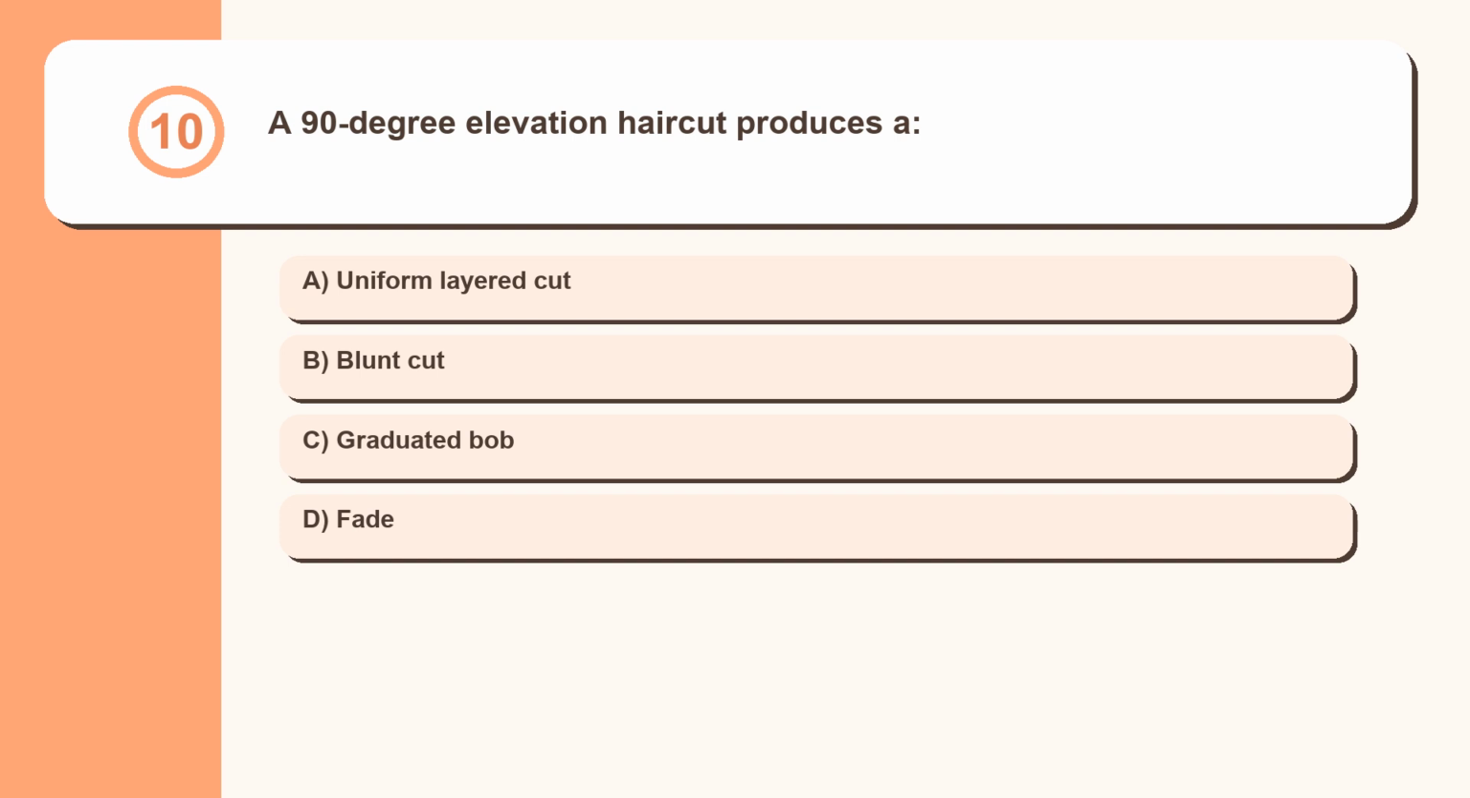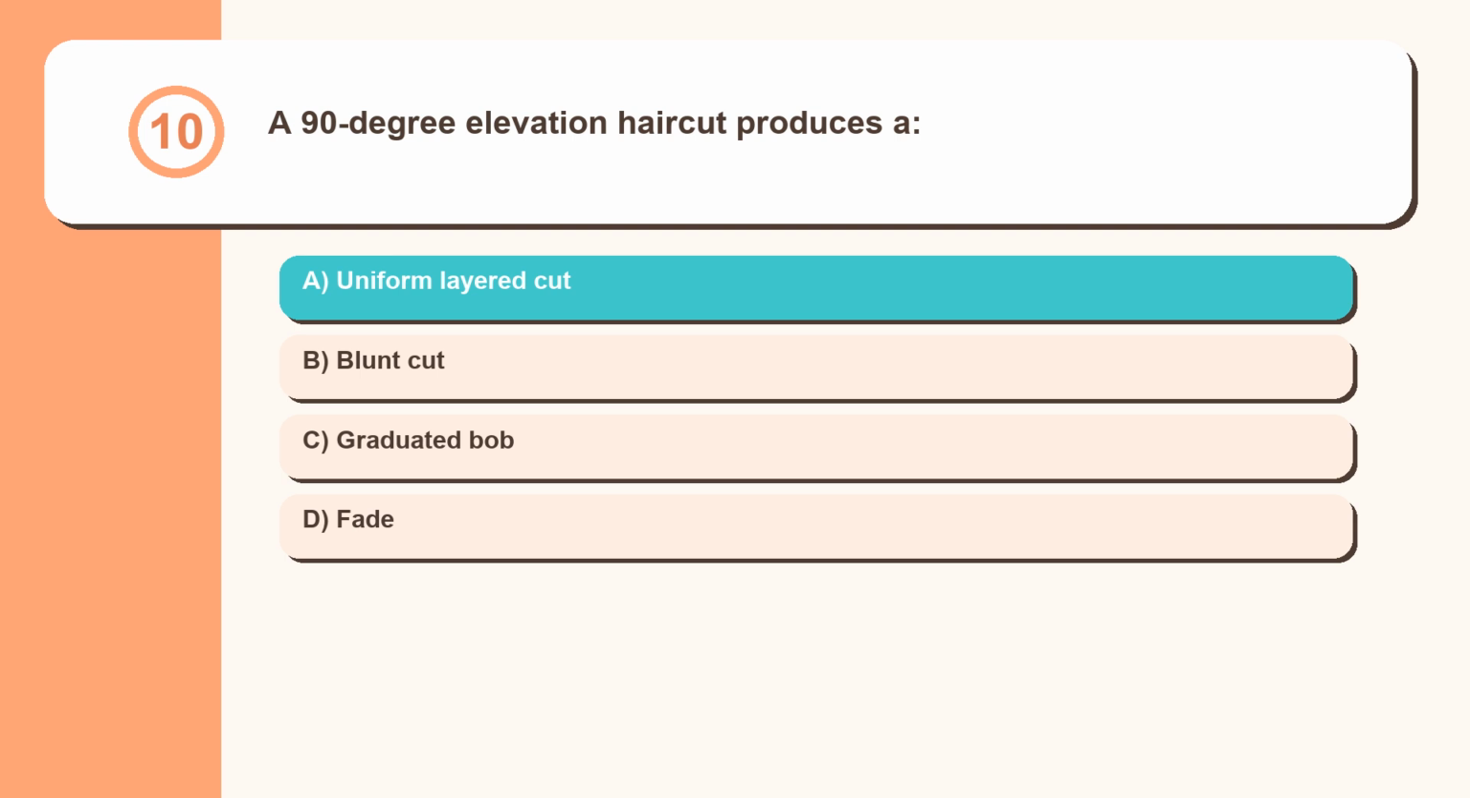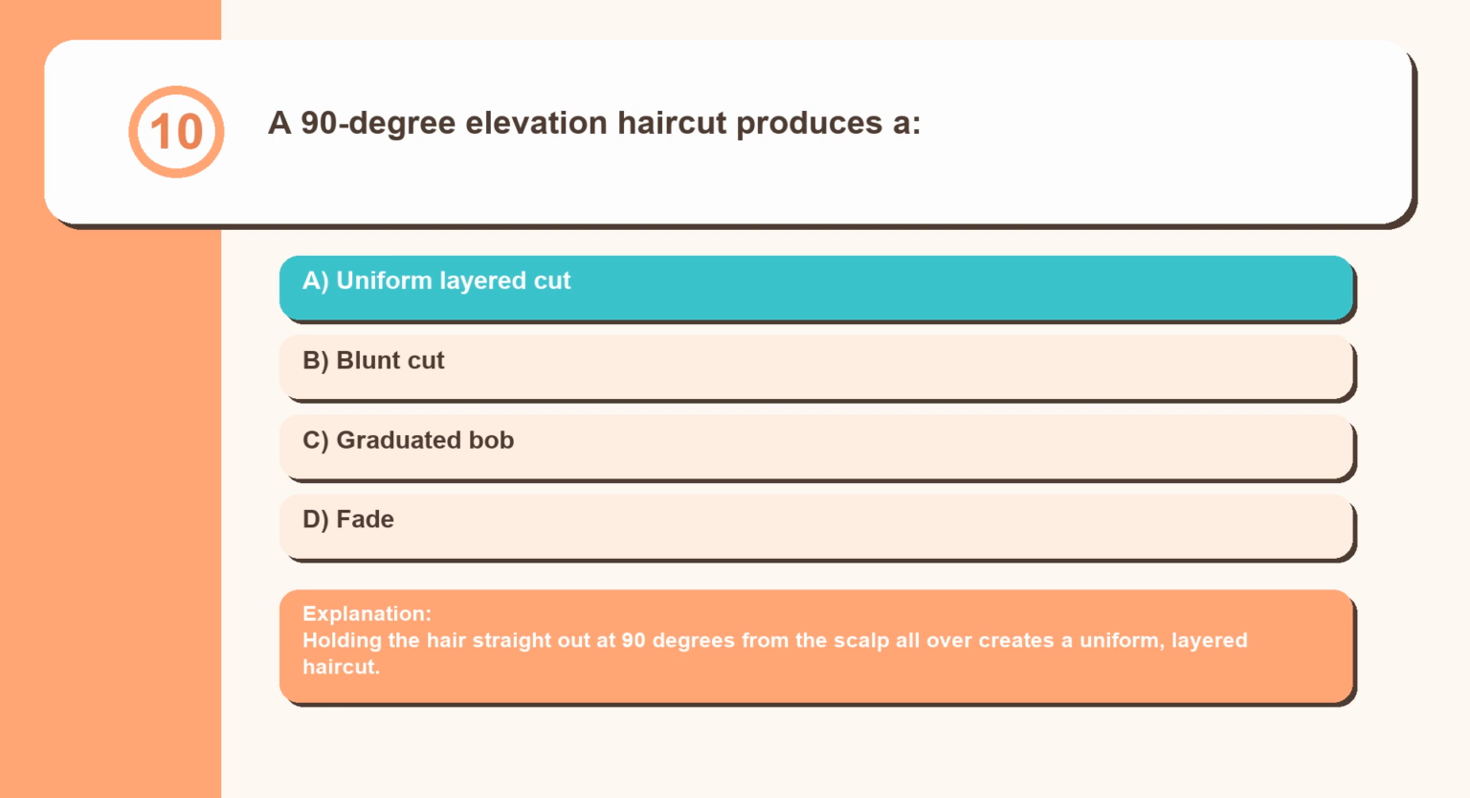Question 10. A 90-degree elevation haircut produces a uniform layered cut, blunt cut, graduated bob, or fade? Holding the hair straight out at 90 degrees from the scalp all over creates a uniform, layered haircut.